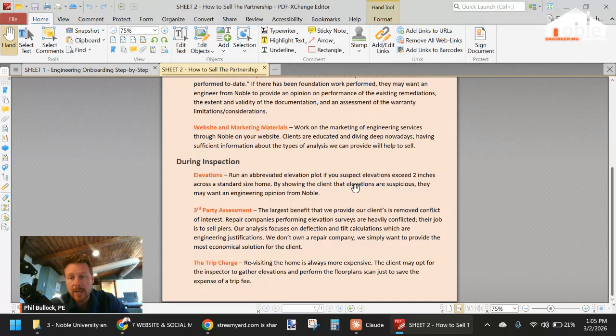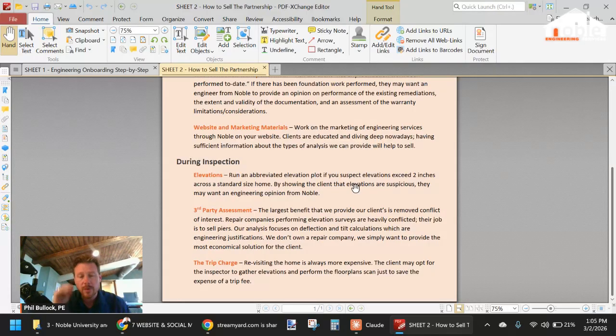We can localize the fix, because we run tilt and deflection calculations and slice the slab, the foundation, up into multiple different profiles. So not only can we sometimes say it's failing, we can say it's failing only over here and in this corner. And so we only need a few piers and we're good to go.